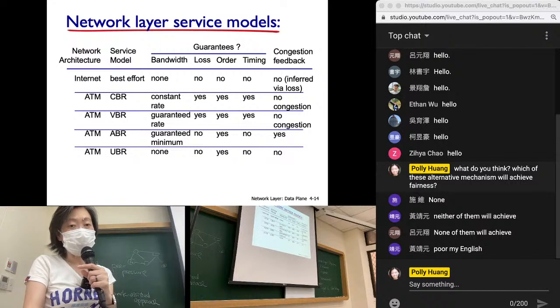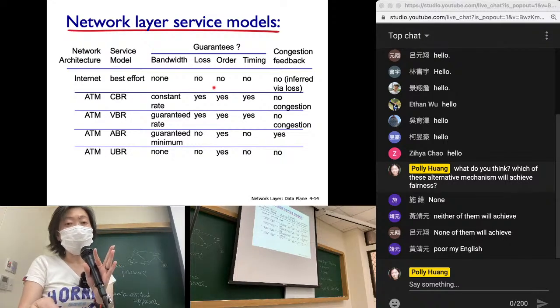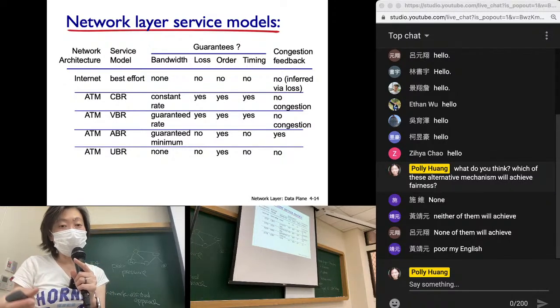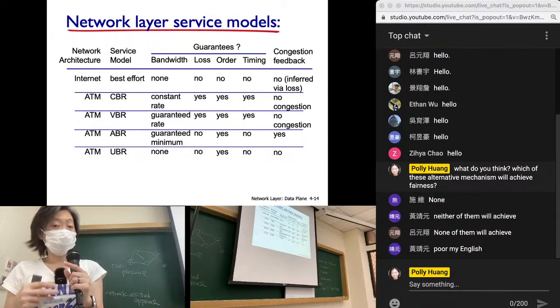Internet at the top is best effort. There's no way of guaranteeing anything further in finite granularity. So there's no bandwidth guarantee, no loss guarantee, no packet ordering guarantee, no delay guarantee, nothing. Best effort. But ATM, being a connection-oriented network service, actually provides different levels: CBR, VBR, ABR, UBR, 4 different levels of services.